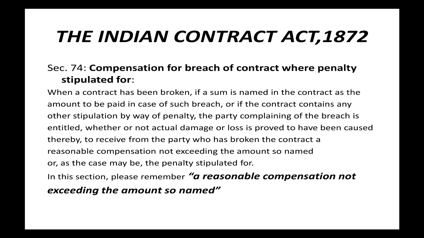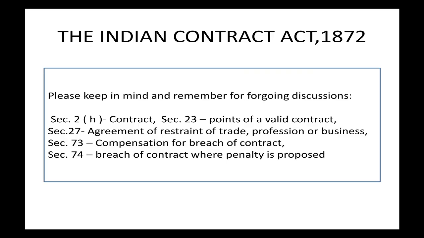So the court, under Sections 73 and 74, says it can be claimed, but only a reasonable compensation is possible. It means that you can't get the same compensation that you have put in the agreement. A reasonable compensation depending on the circumstances is payable. This is exactly what it says. Here please note the words a reasonable compensation not exceeding the amount so named in the contract. So bear this in mind, then we will go further. Keep in mind and remember these sections that I briefed just now for the foregoing discussions.